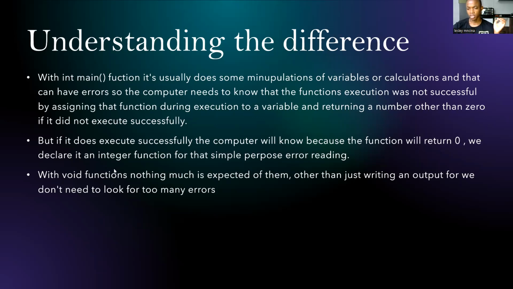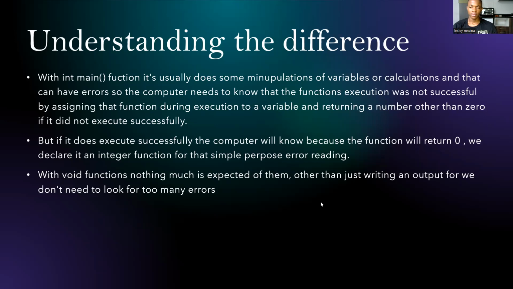We declare it an integer function because the value inside of the function, like a variable that checks for the error, uses integer numbers, which is 0 or any other number. We declared an integer function for that simple purpose, error reading. With void functions, nothing much is expected of them other than just writing an output. We don't need to look for many errors.